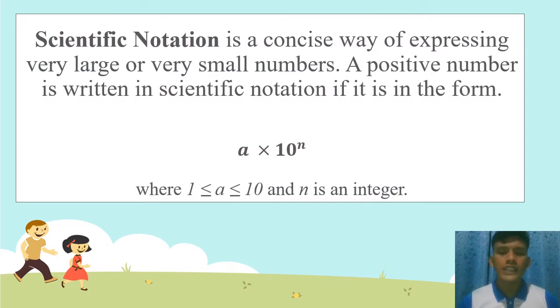scientific notation is a concise way of expressing very large numbers or very small numbers. A positive number is written in scientific notation if it is in the form a times 10 raised to n, where 1 is less than or equal to a, which is less than 10, and n is an integer.